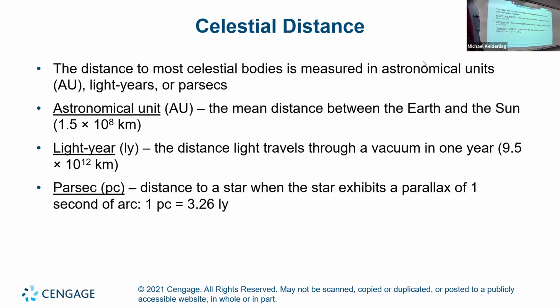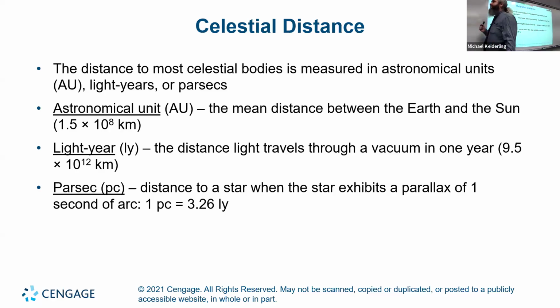So we had started talking about how we figure out where things are. So let's talk about celestial distance. The distances to most celestial objects, yes, we can report them in meters or kilometers, but it gets kind of silly. The numbers get so big, they're hard to understand. So we tend to use units based on things we can deal with.